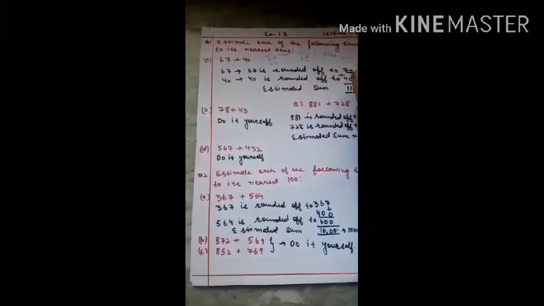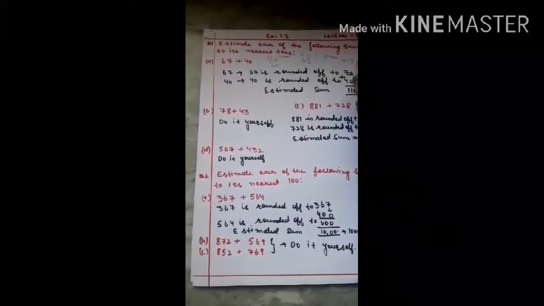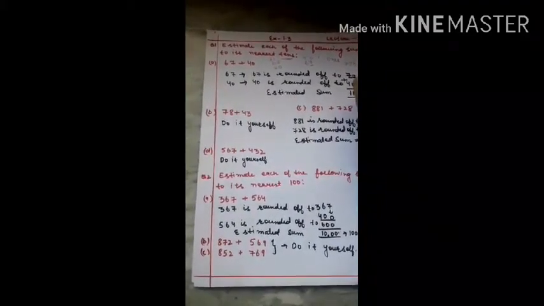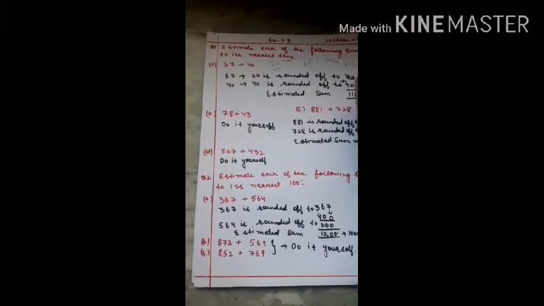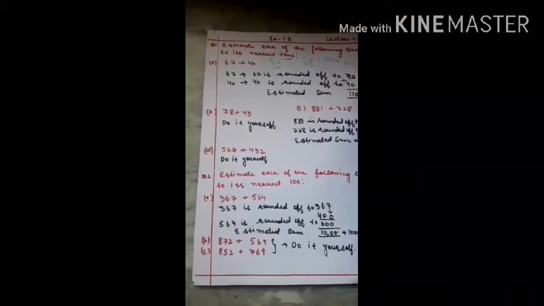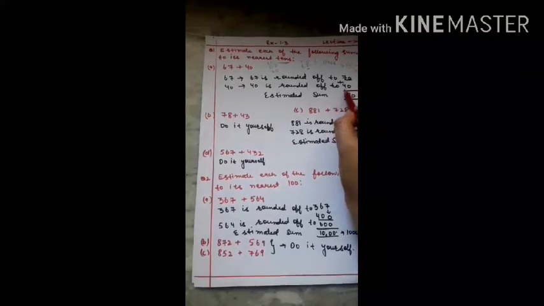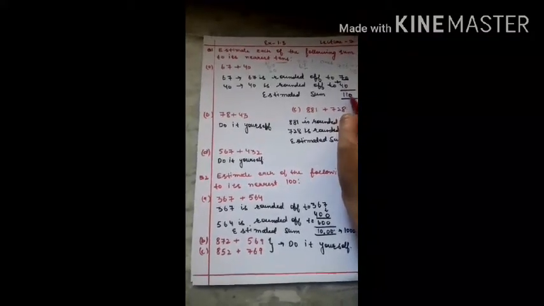Next is your 40. This is the ones place, this is the tens place. Now 0 is less than 5, so there is no need to do anything here, it simply remains the same. Now you'll add them, and it becomes 110.